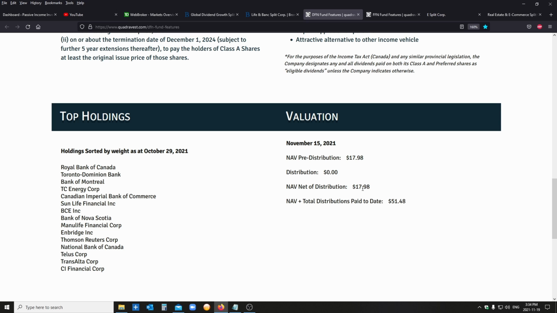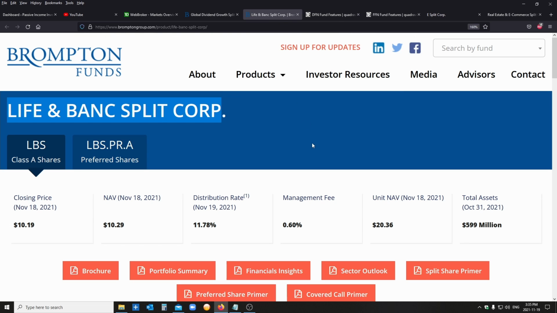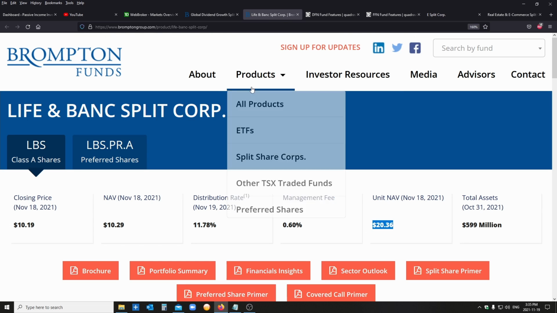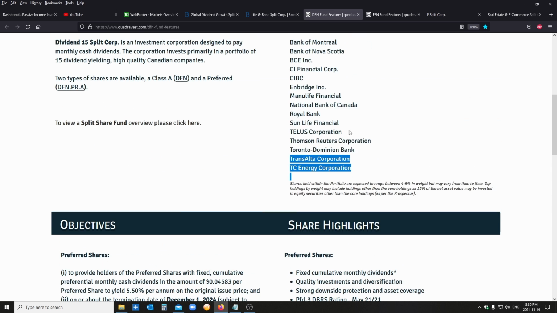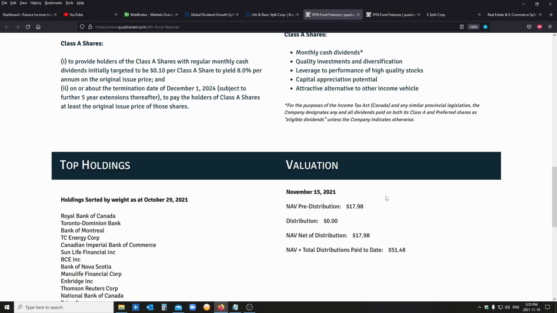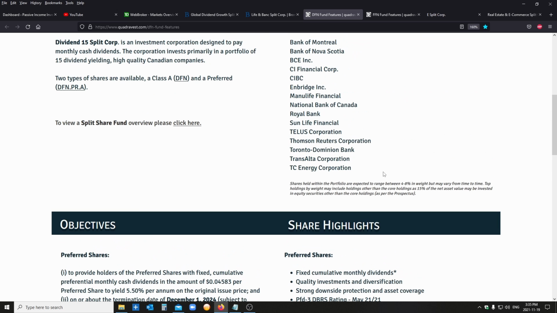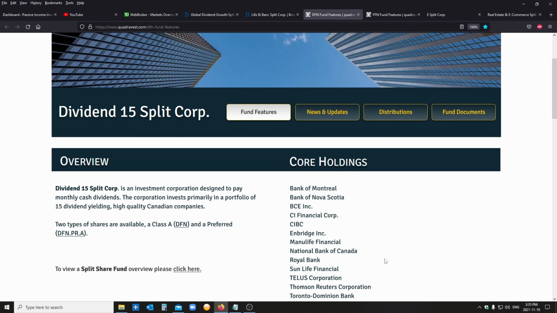So unit NAV 1798. In this case, the unit NAV is less than the Life and Bank Split Corp, which is 2036, but the fund is a bit less concentrated. It's a bit more diversified. So it's not only about, I'm going to discuss this later, it's not only about what the unit NAV is, it's also about the portfolio diversification.